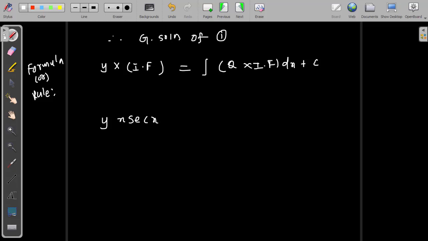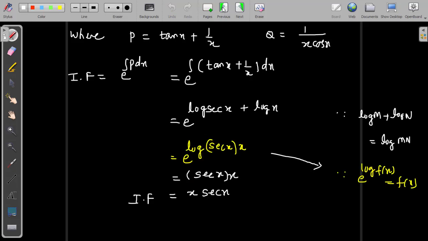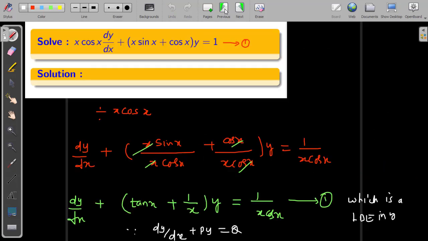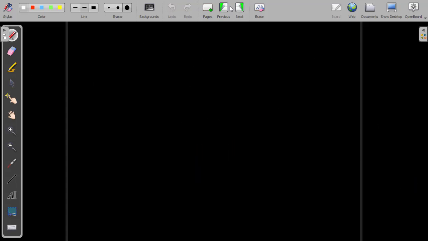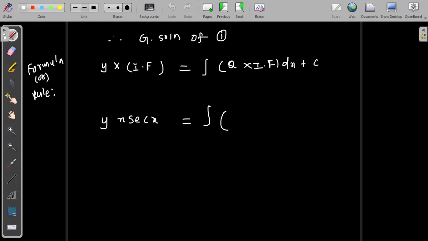This is my integrating factor, please recall. So integral q. What is q from equation 1? 1 by x cosine x. Already we mentioned it here. So we need to substitute over there. Here q is 1 by x times cosine x.